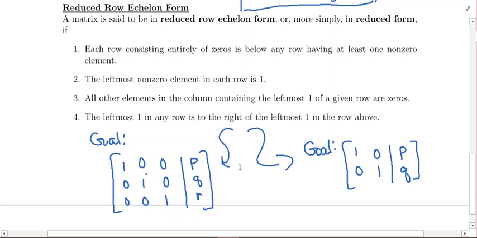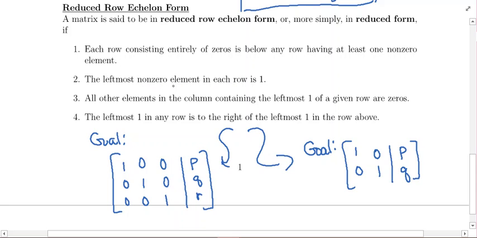Okay, so number 1: each row consisting entirely of zeros is below any row having at least one non-zero element. Like I said, sometimes you cannot reach your goal. So if you ended up with a row consisting entirely of zeros, it needs to be at the bottom. That's all that's saying. Okay, number 2: the leftmost non-zero element in each row is a 1.